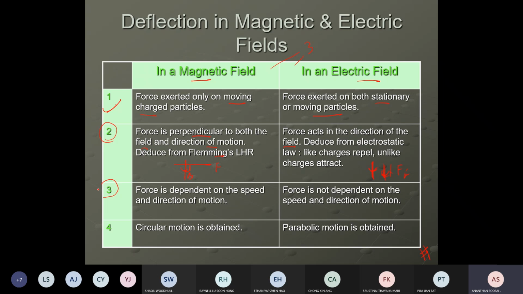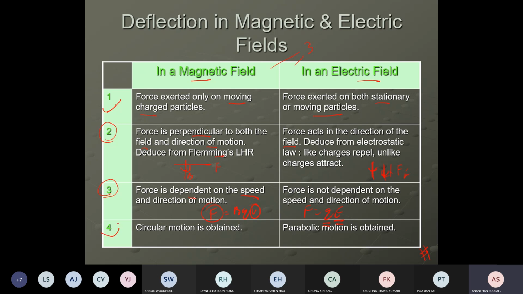Third one. The force in a magnetic field is dependent on the speed. The faster the charged particle moves, the greater the magnetic force it will experience. Right? In BqV, the v determines the magnetic force. But in an electric field, the force does not depend on the speed. F equals QE, right? It only depends on the electric field strength and the charge it possesses. No v.